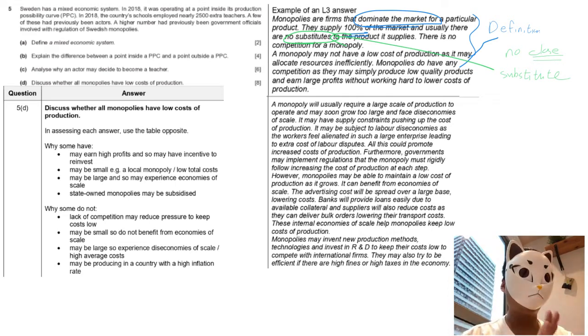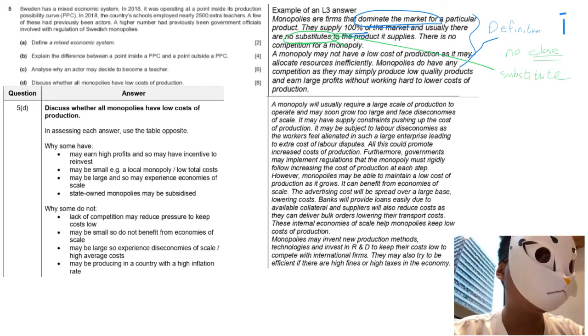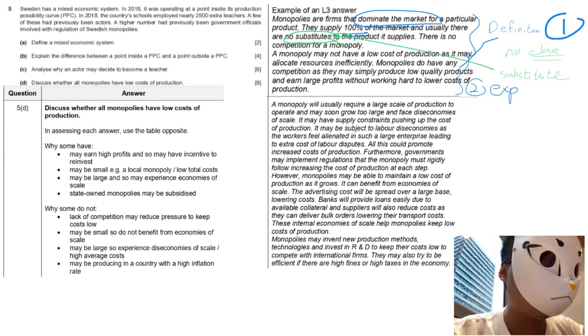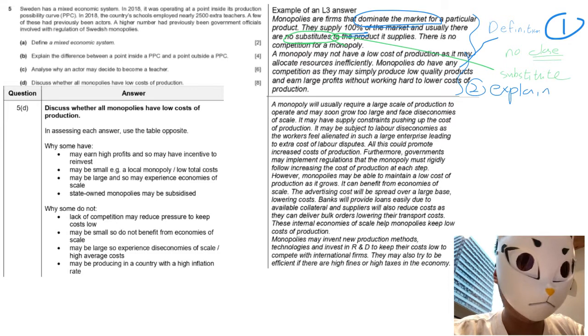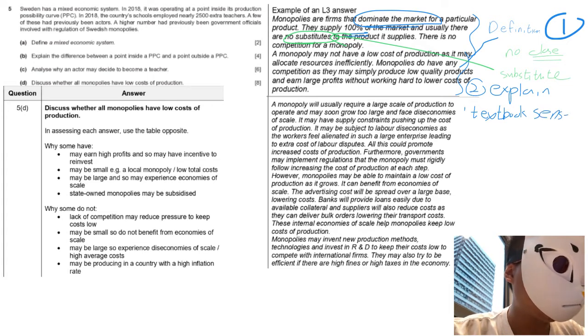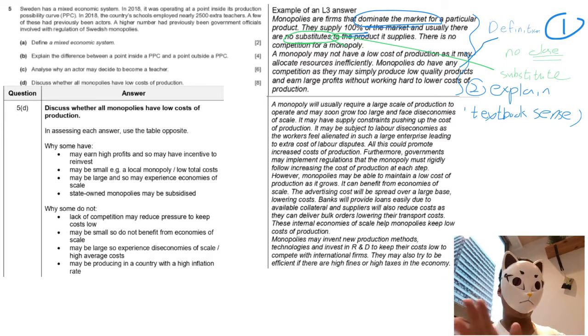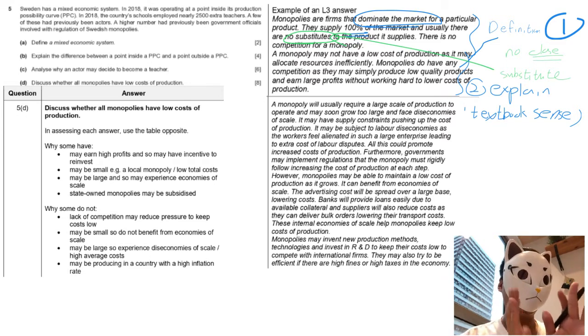Okay, so we will first of all give a definition, and then number 2, we have to explain. So don't go for discussion yet. We have to explain why, in the textbook sense, we usually say that the monopoly would have a very low cost of production. So we have to refer back to your textbook.